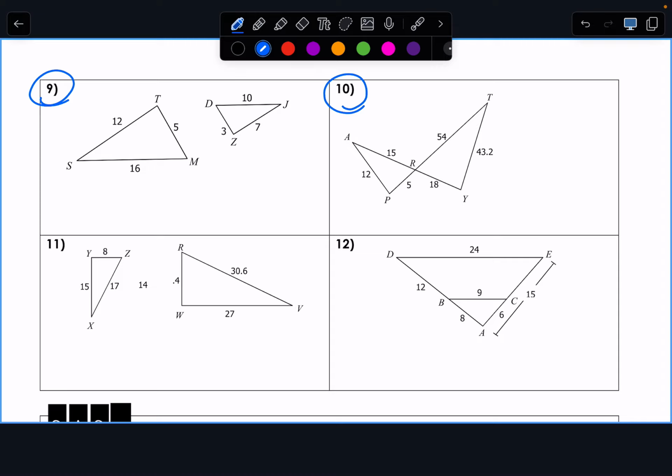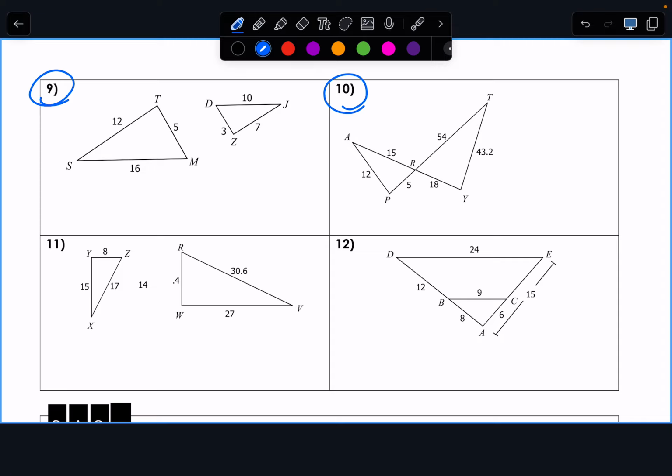Oh wait. Number 9, one of them is rotated. I was thinking about flipping it up, but it's still not right. It's long, so it's like 16, and then 12 and 7.